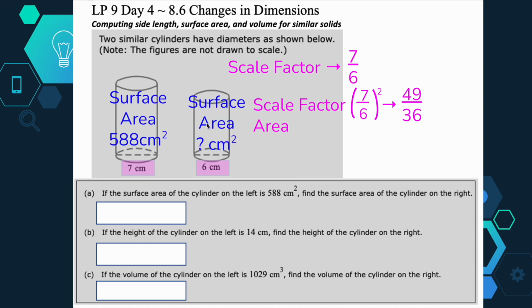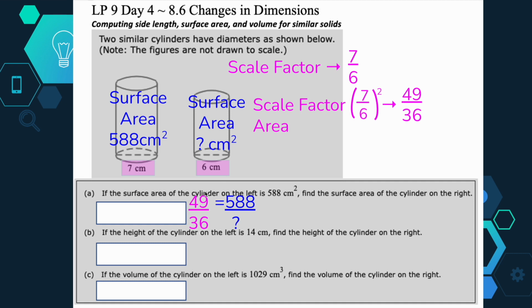So I'm going to take that and apply it to the information they just gave me. I know the cylinder on the left has a surface area of 588 centimeters squared, and we don't know what the surface area of the one on the right is. That's what they want us to find out. So we're going to take our scale factor, which is 49 over 36, and set that equal to our ratio for the 2 cylinders. So 588 over question mark.